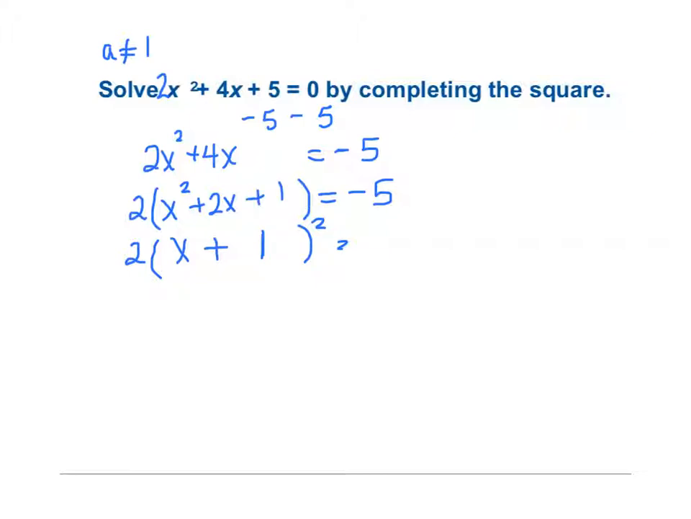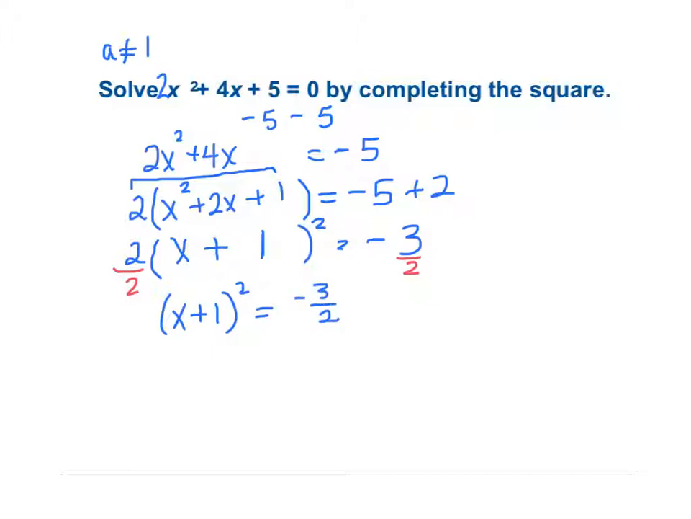Now, I'm not going to add 1 over here. Notice that since I factored out the 2, that's actually 2. So over here I'm going to have negative 3. Before I use the square root property, I'm going to divide both sides by 2. I'm going to have a negative number, so this is going to be interesting. And I'm left with x plus 1 quantity squared is equal to negative 3 over 2.